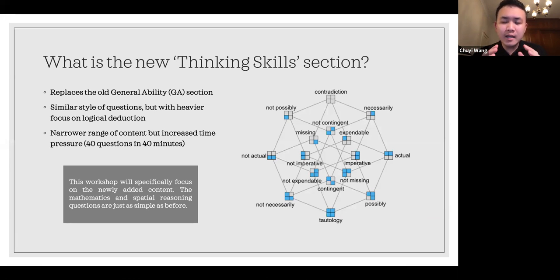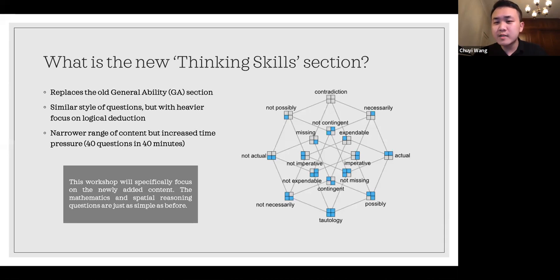Now, one way it has gotten a little bit easier than before is there's actually a narrower range of content. So what I mean by that is there aren't the same types of questions anymore. There used to be a really broad range of questions, like I said just then, including things like vocabulary, which aren't as heavily tested in this particular section. They might still be tested in the comprehension and reading sections.